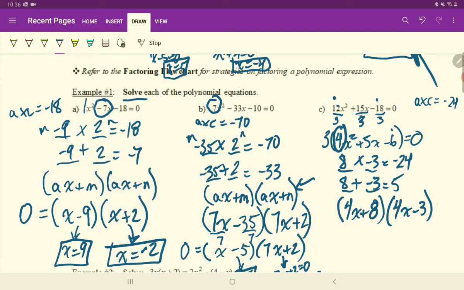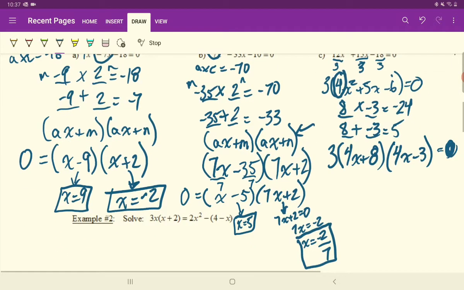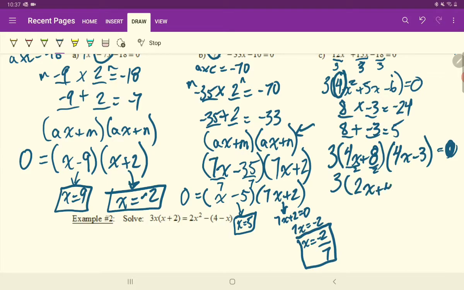Now, don't forget that our 3 is still here. Not that it matters. Sorry, that's a 0. Not that it matters in this particular instance in solving for x, but just keep it with your equation, okay? There is a 3 there. Then our last step is to reduce the bracket. So we can reduce this by dividing both of these by 2. So we're left with 3, 2x plus 4 times 4x minus 3.